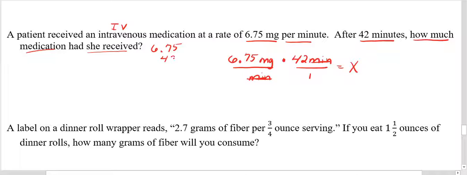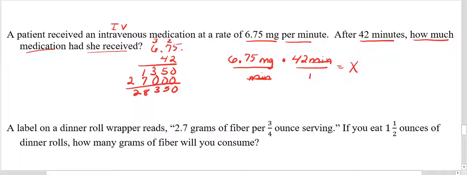6.75 times 42. 2 times 5 is 10. 2 times 7 is 14, and 1 is 15. 2 times 6 is 12, and 1 is 13. Now I'm going to bring down a 0. 4 times 5 is 20. Carry my 2. 4 times 7 is 28, and 2 is 30. Carry my 3. 4 times 6 is 24, and 3 is 27.